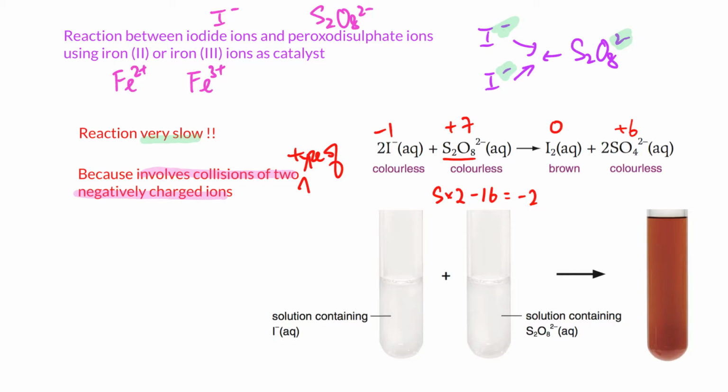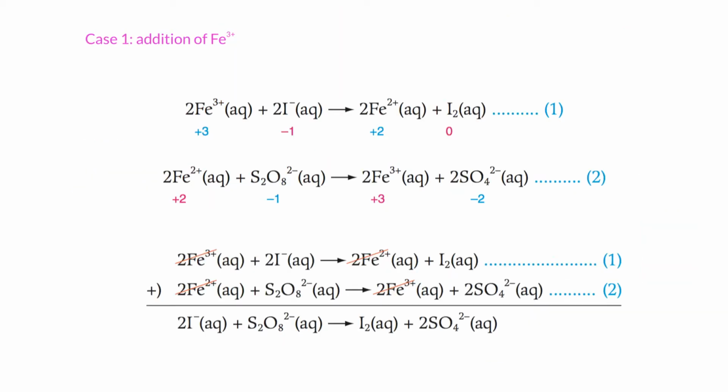So what we are doing right here is trying to add Fe2 plus or Fe3 plus as a catalyst, and we're going to see how this iron(III) ion or iron(II) ion helps in the process. So let's have a look at case 1. In this situation, we have added iron(III) ion to it.